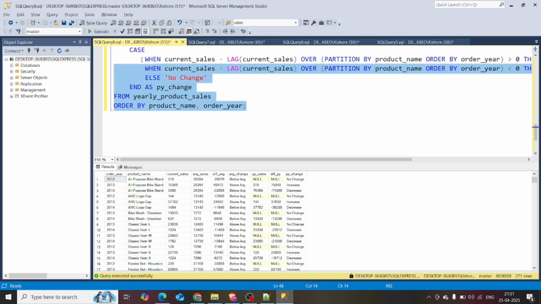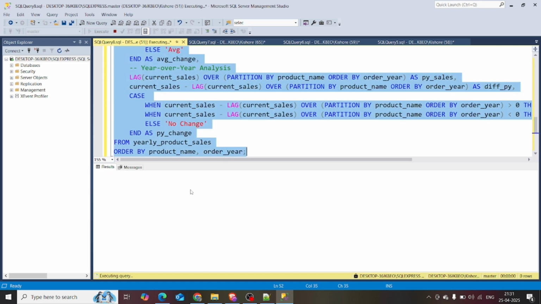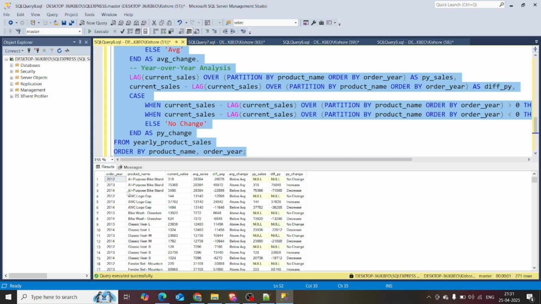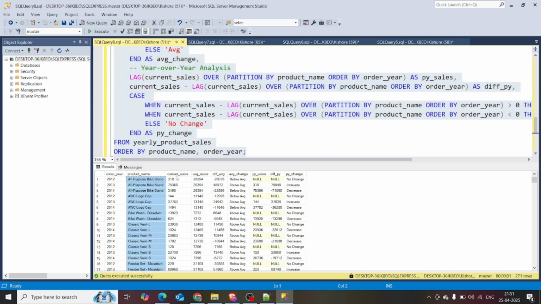So when I try to execute this query, the output is fine. The order and the product name, and then we are finding the currency, and we are getting the average, the average changes, the previous year sales, and the difference between the previous year sales. We are using the case statements as increases or decreases or no change, using the py change. So that's for this section.